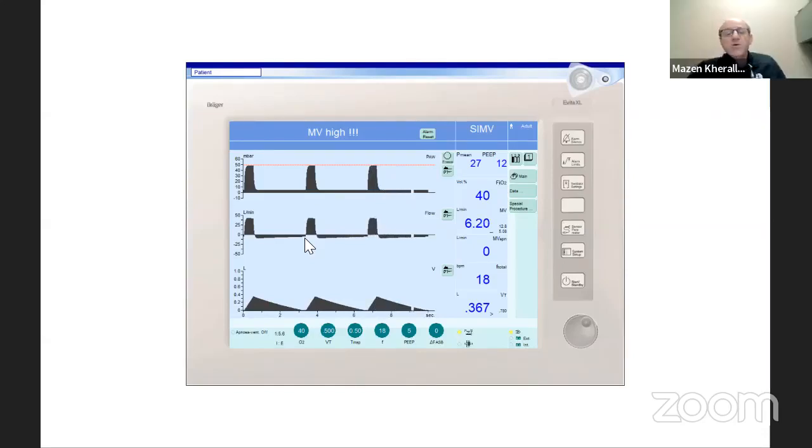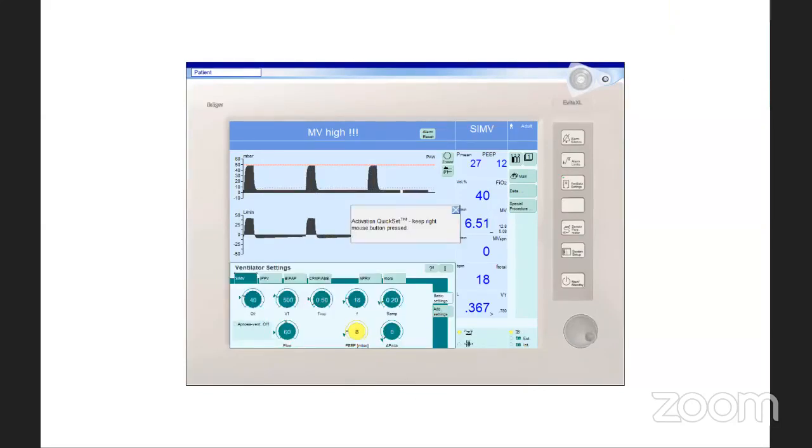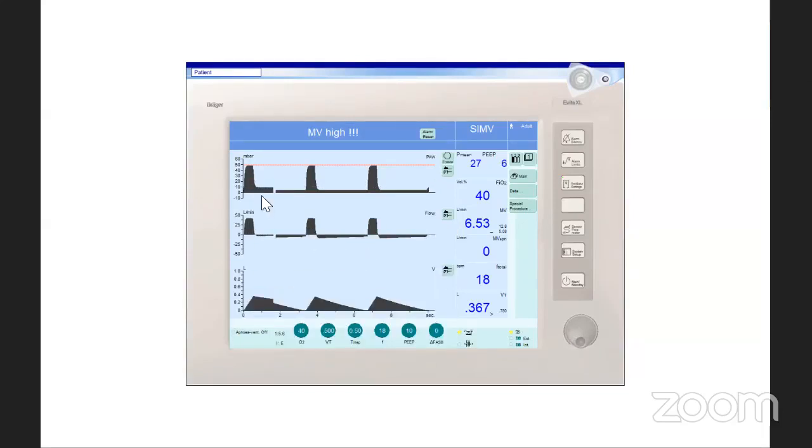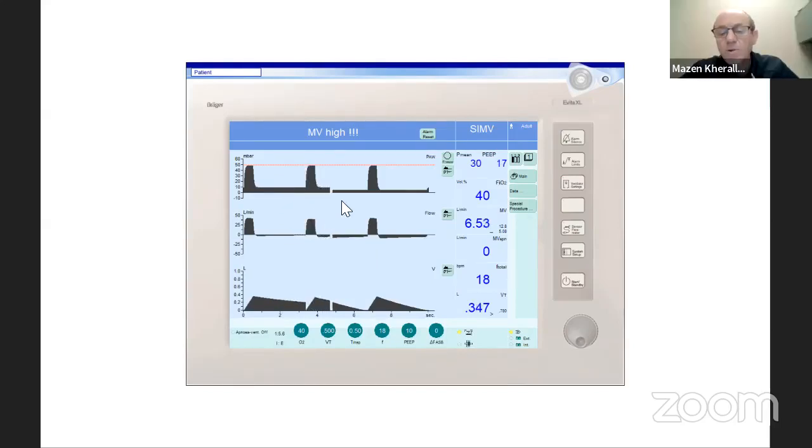Okay, so if you apply extrinsic PEEP, so this patient is not breathing. Okay, everything is given by the machine. And you can see you can add extrinsic PEEP. You can add PEEP of 10 to this patient. Okay, and you can see how the PEEP is increased here. Why would the auto-PEEP get eliminated?